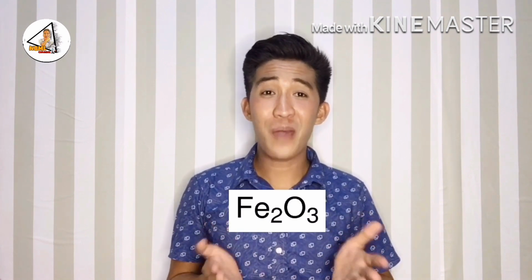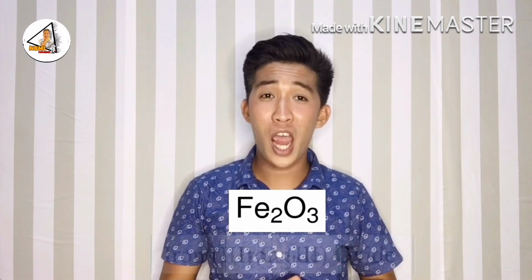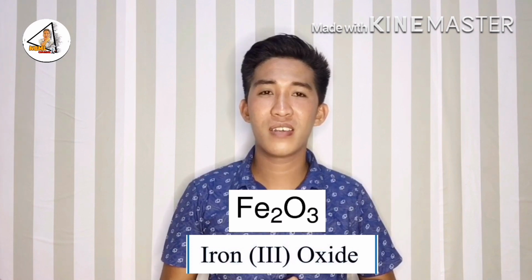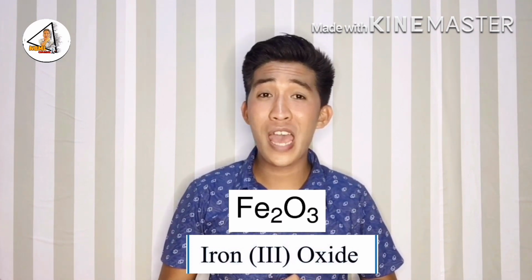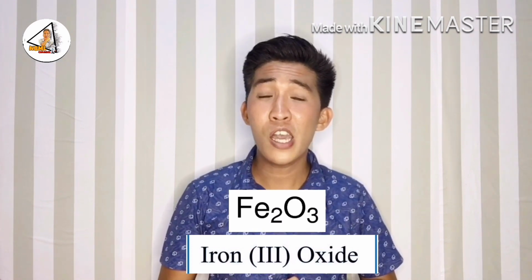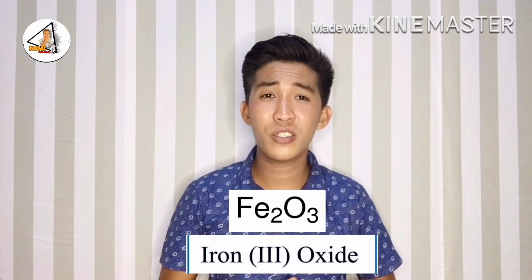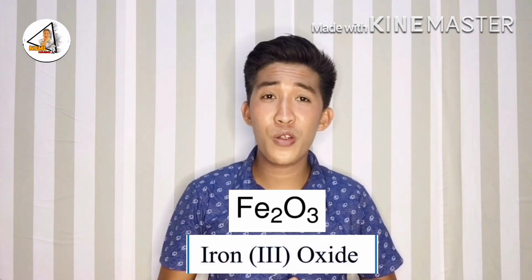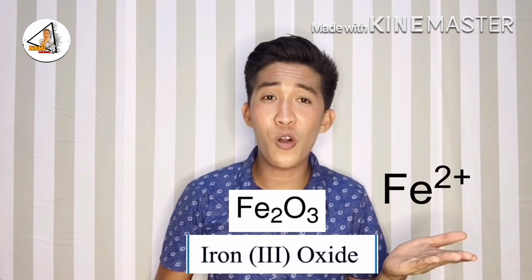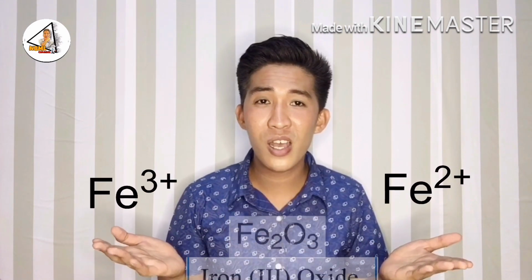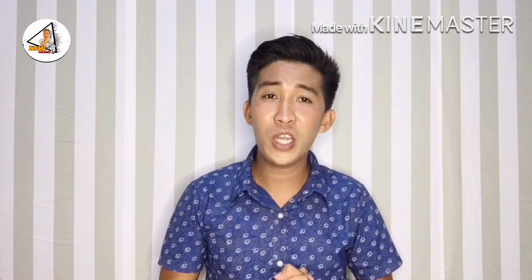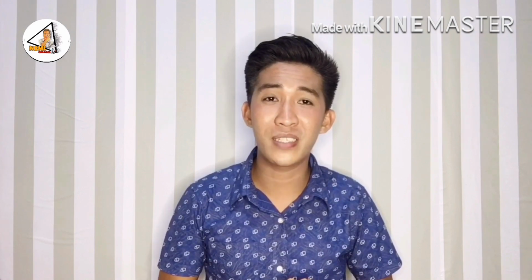Ni2O3. The chemical name of this compound is iron 3 oxide. Now, are you one of those who are having a hard time figuring out the charged metal cation? Confused as to whether it's iron 2 plus or iron 3 plus? Well, this video will help you ease this puzzlement.